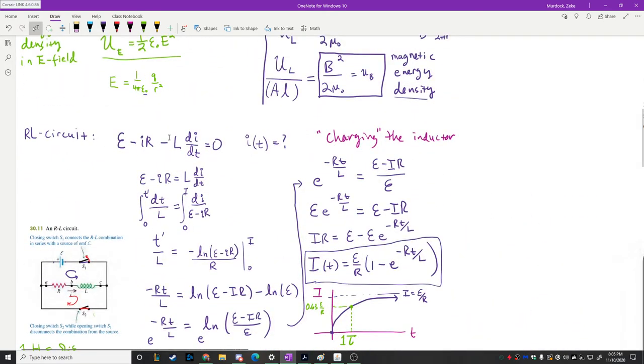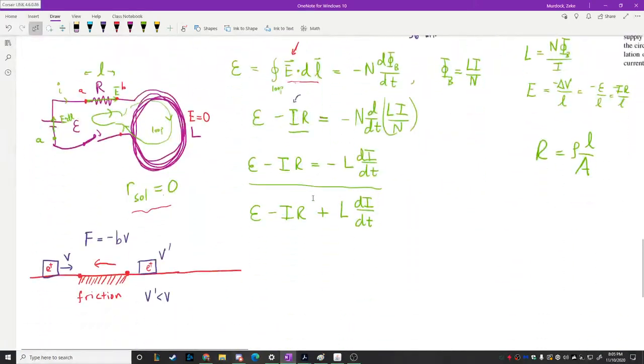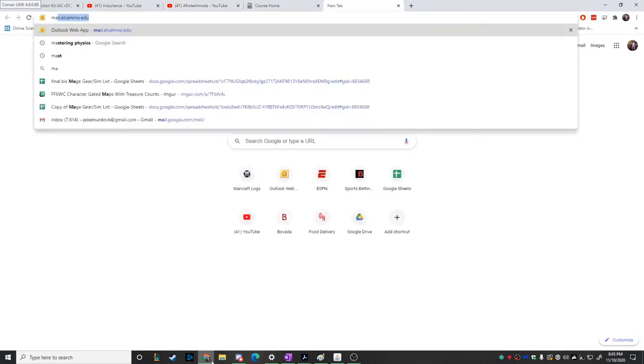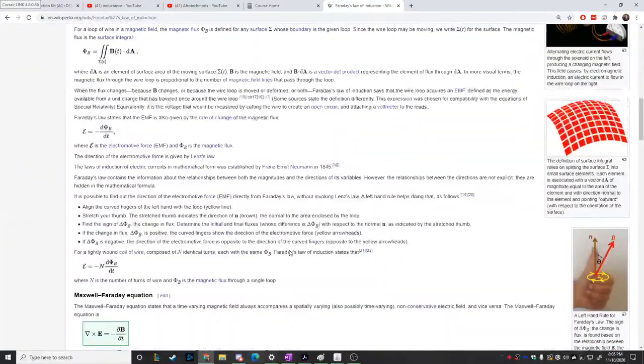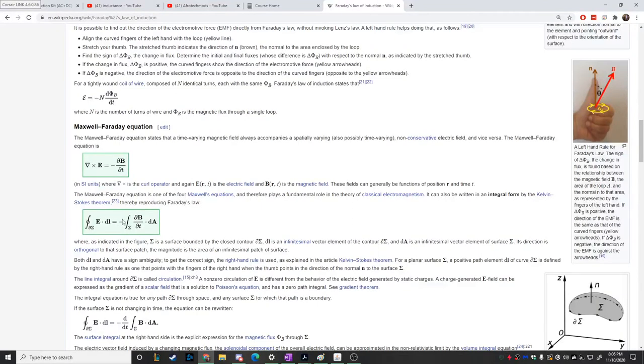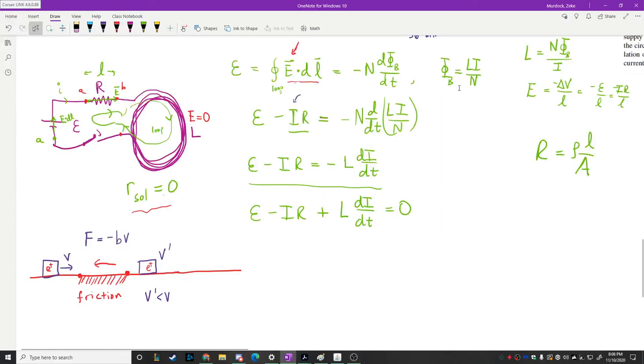So I need to think about this. Why does it end up becoming plus on this side now? I gotta look something up here. Let's look at Maxwell's equations real quick. Make sure I actually wrote it down right. No, there's a negative sign there. Right there. So that's right. Maybe I needed to put a negative sign inside of here. Maybe because of the flux being like B A cosine theta.